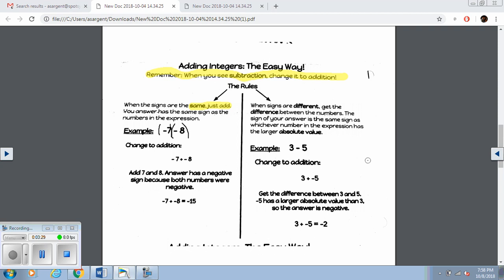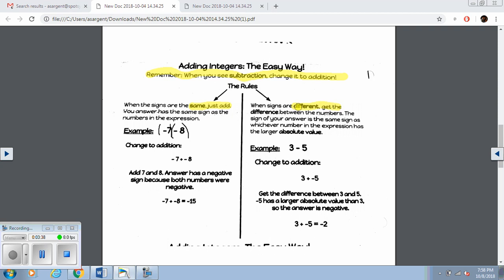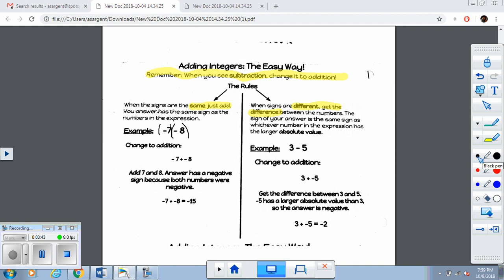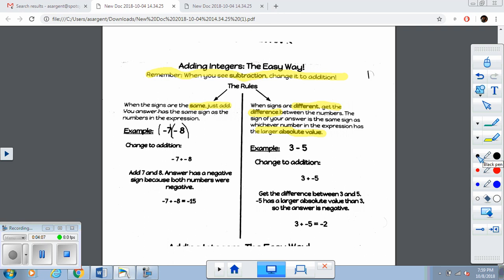Over here, when your signs are different, that's where it gets a little trickier. With different signs, you get the difference, which you should know means subtraction, between the numbers. The sign of your answer is the same sign as whichever number in the expression has the larger absolute value. Remember, absolute value is the distance away from 0 that a number is. And absolute value is never, ever, ever negative. It's always going to be positive.